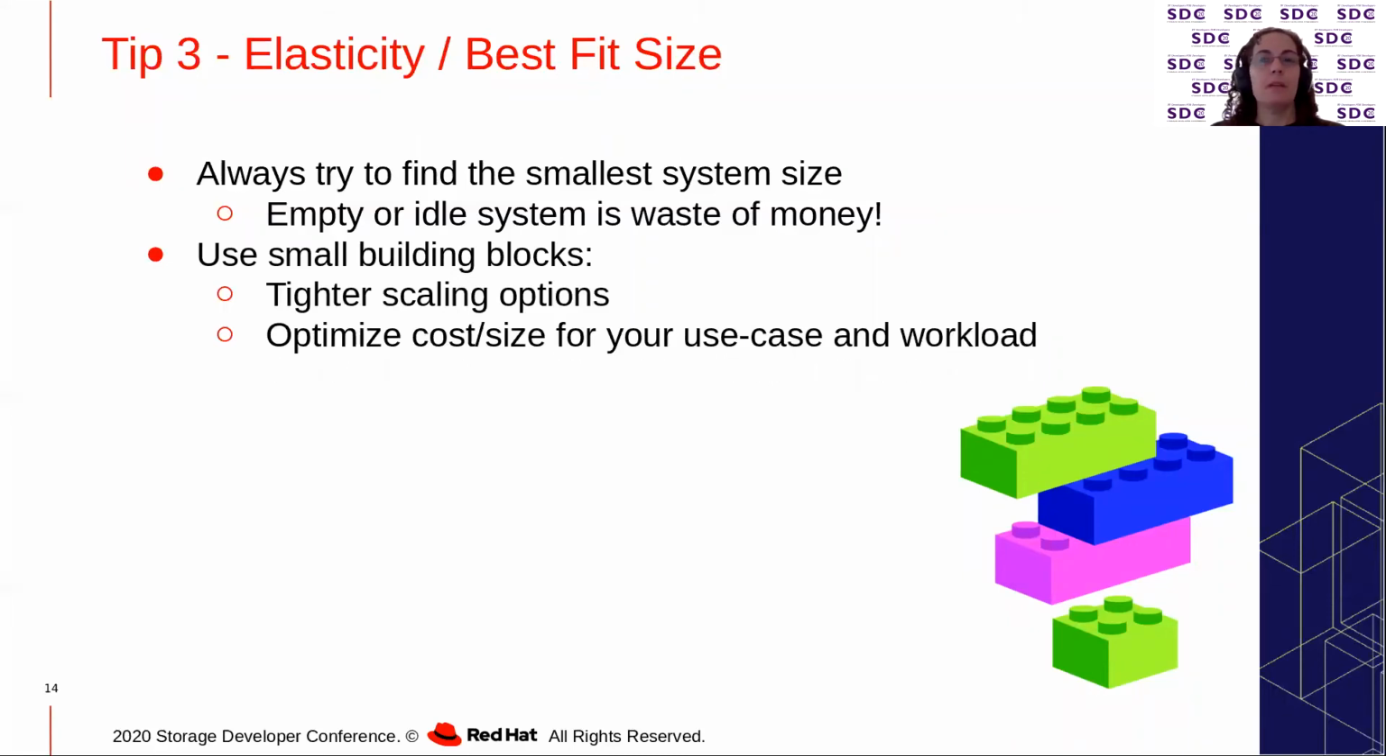For example, if you use i3en.xlarge with 15 terabytes of data, again, your unit is 15 tera. If your workload needs smaller capacity, you should use smaller units, like a smaller EBS volume with half a tera or 1 tera size. The same goes for computation. You should optimize the size of your unit for your use case and your workload needs.